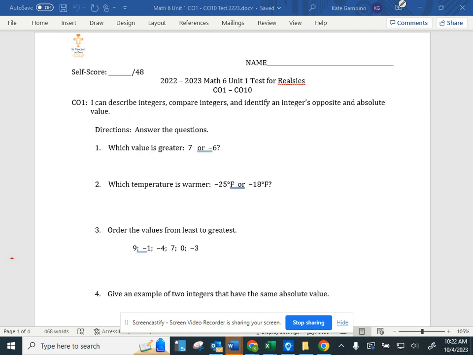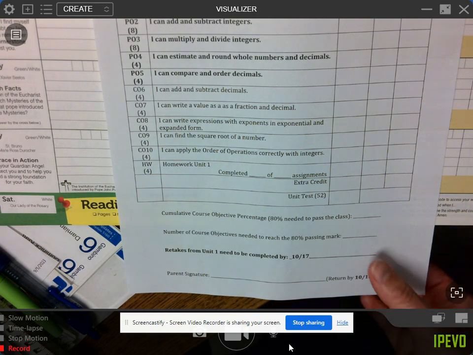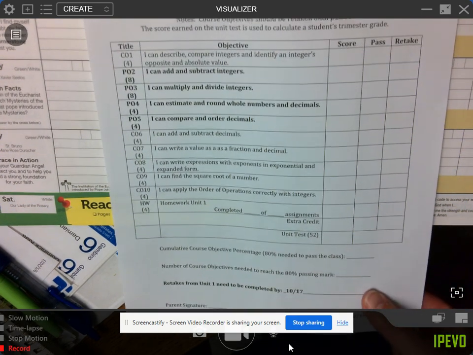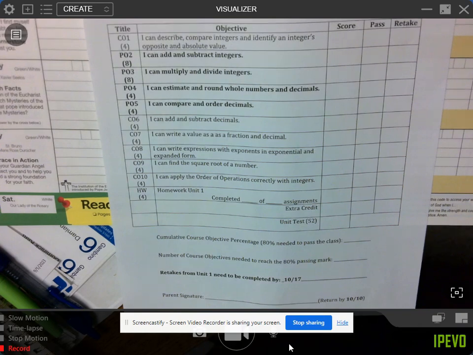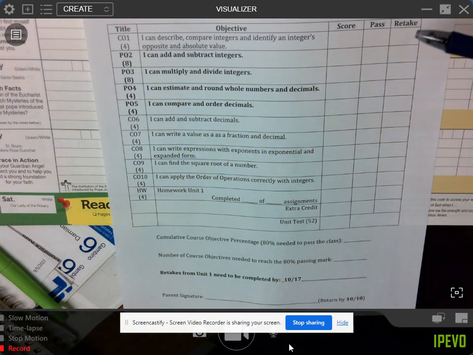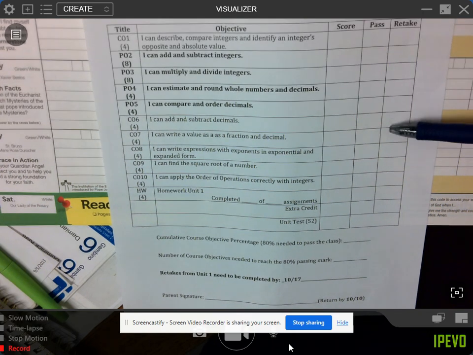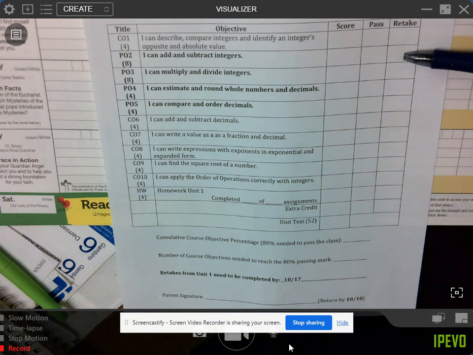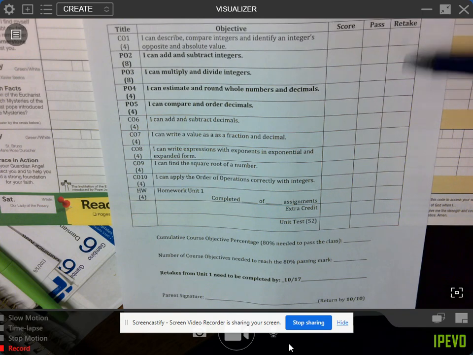Liv had a question about that summary sheet again. What was your question, Liv? How do you do the retakes again? Can you go over it? Yep. So on your summary sheet, it will tell you which tests or which objectives you did not pass that you have to retake. You look in the back of your binder. If you have to retake PO2, you find the practice. It says practice work at the top in the back of your binder.